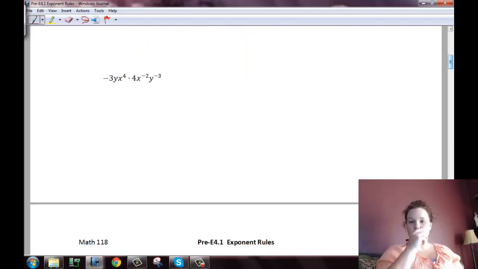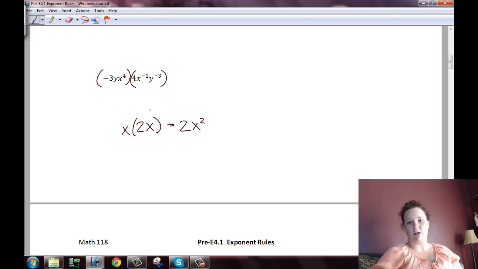This one, same thing. I'm just multiplying. When I multiply, notice this, you can write it with a dot or you can write it with parentheses. This would be the same as doing like x times 2x. Okay, we just multiply the number parts, which would give us 2. We multiply the x parts, which would give us x squared. This is the exact same type of thing, except we have several variables.